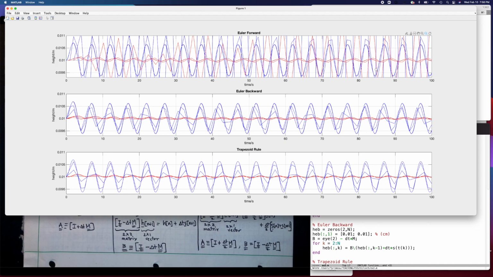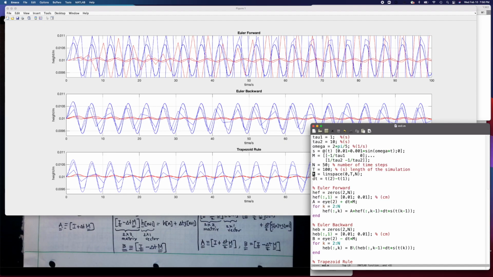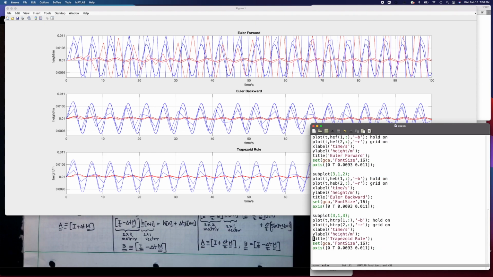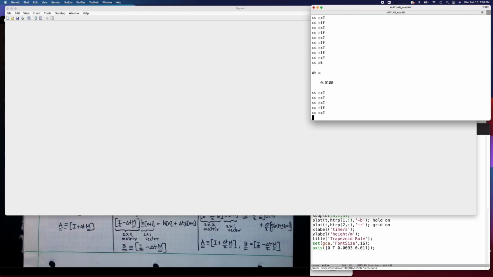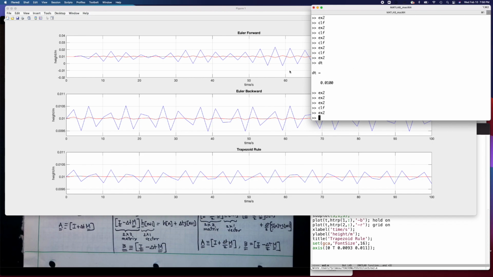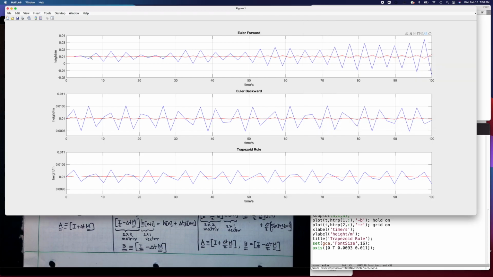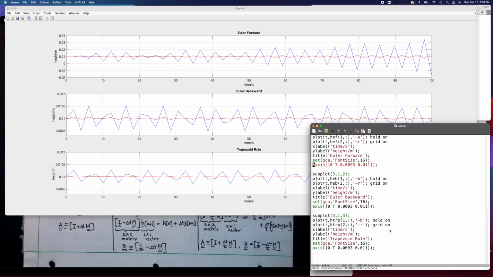So let me see if I can zoom back up. Yeah. So if I took out the axis, maybe it'd be easier to see. So let me get rid of this axis thing here on this one. I'll just comment it out. CLF. And so you can see the amplitude seems to be growing with time. And if I ran it even longer, it would get even worse.